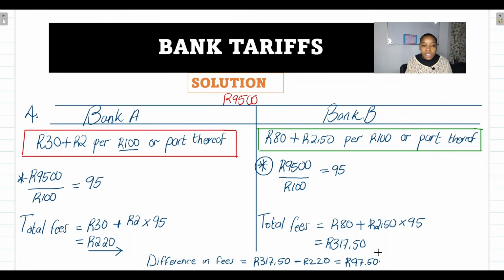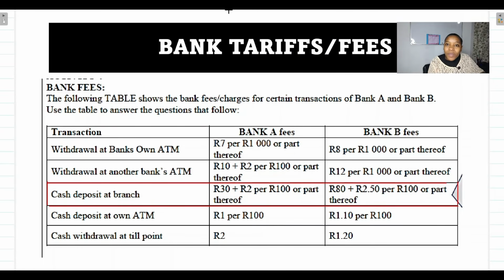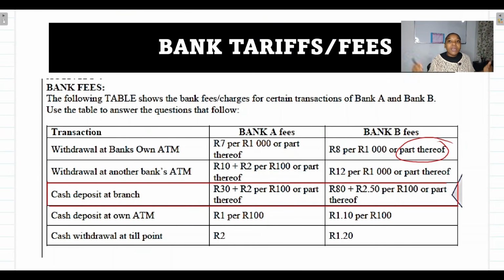So that is it for today's video tutorial. The most important takeaway from this video is understanding what that part thereof means. It means that if you get a decimal value, then you need to round that value up. From that, you multiply it by whatever amount you get charged per 1,000 rand that's withdrawn or per 100 rand that is withdrawn or deposited. That is the most important part.